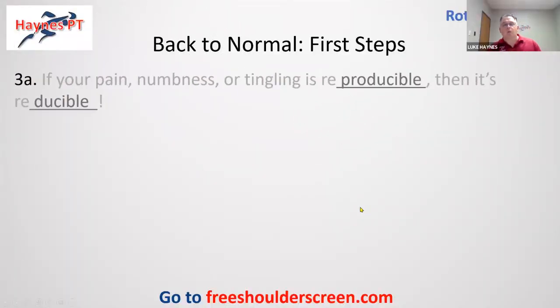And so back to the worksheet, if your pain, numbness, or tingling is reproducible, then it is reducible. We didn't talk about it a whole lot, but we'll get to it in a second. A lot of times the nerves coming out of the neck will go down above the first rib, below the collarbone, and if there's a lot of tension, a lot of pain, and a lot of tightness there, then those nerves can actually get compressed, and then we can see tingling or numbness out in the arm, even out into the hand, and maybe even some weakness. But if we can reproduce that, then we can reduce it.